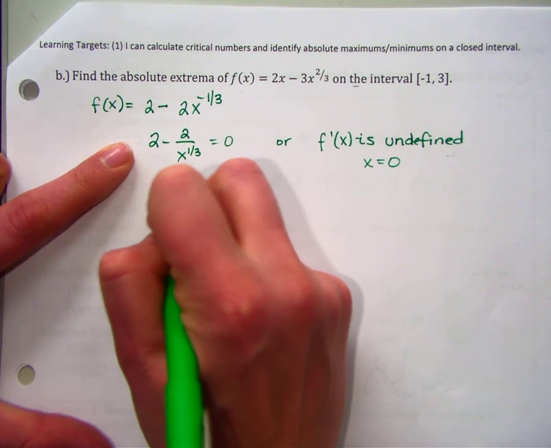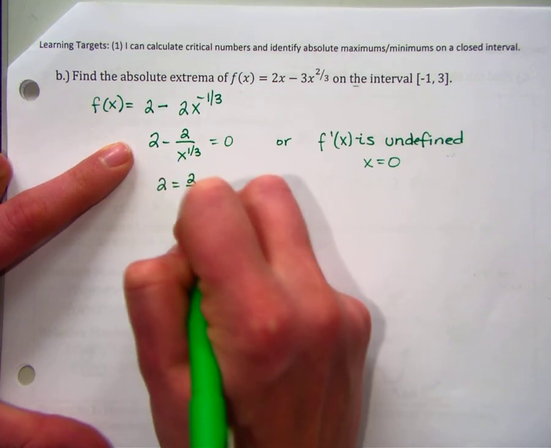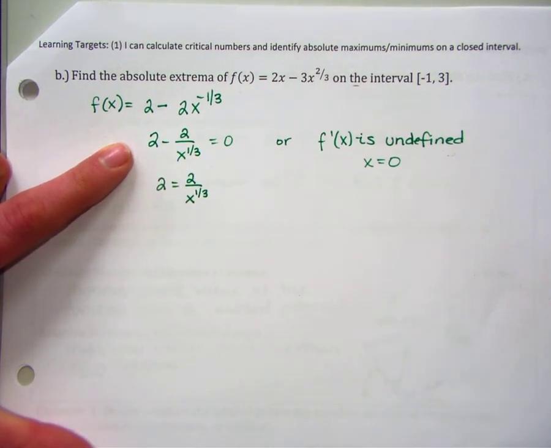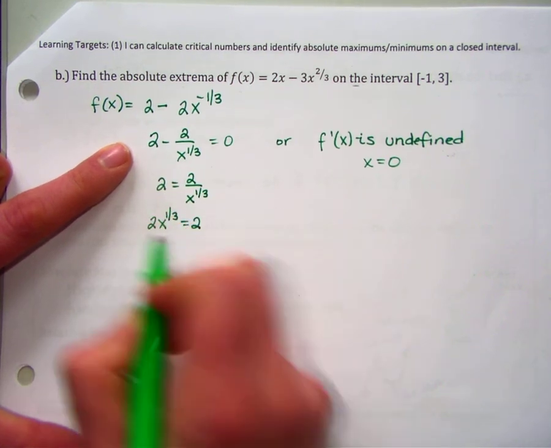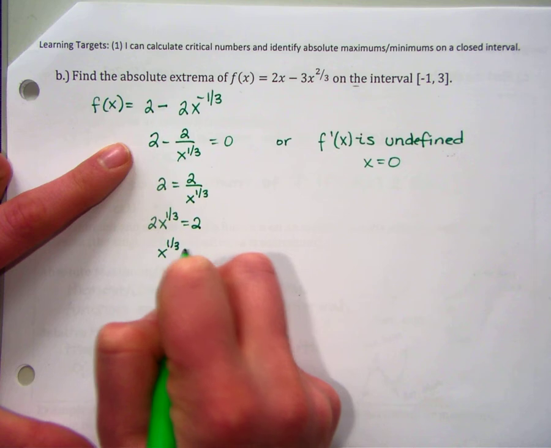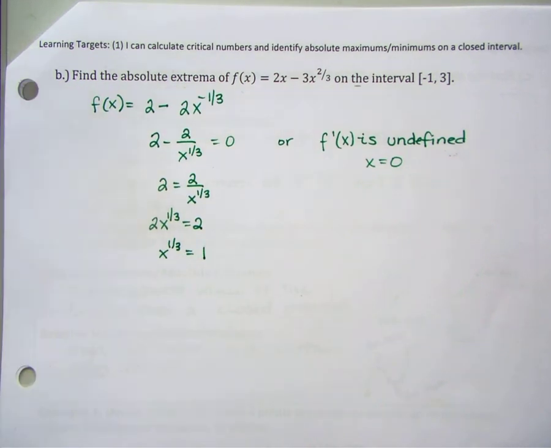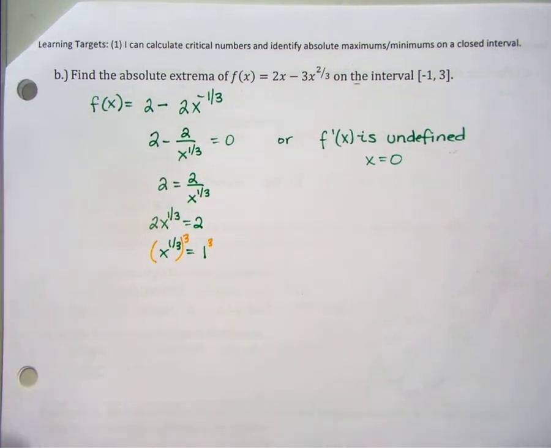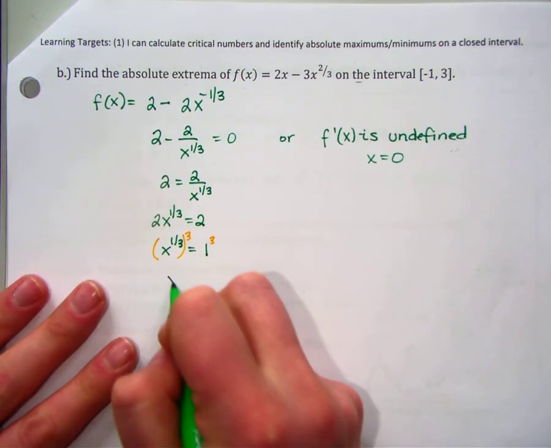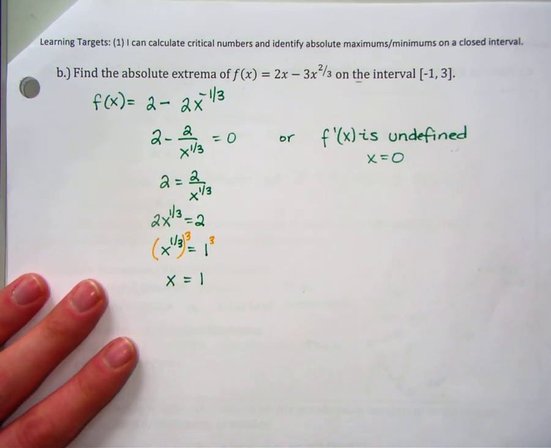Let's solve our equation. 2 equals, we'll just add that term to the other side to make it positive. Cross multiply, 2x to the 1/3 equals 2. Divide out your 2. And then what's the cube root of what number is 1? Maybe you just know it in your head. Or maybe you can use properties of exponents. If I cube both sides, I would get x to the first, and 1 cubed is just 1.